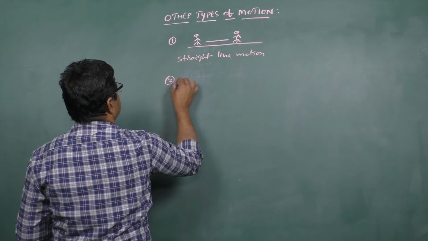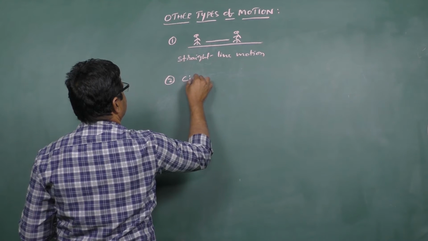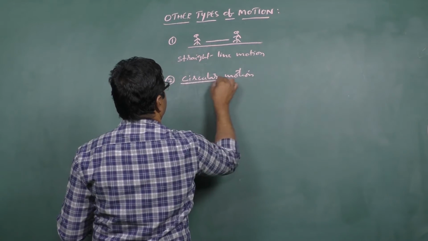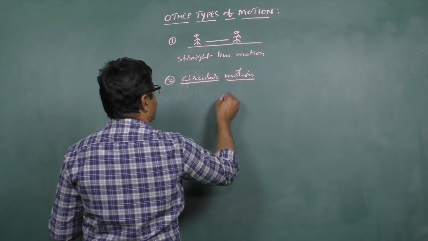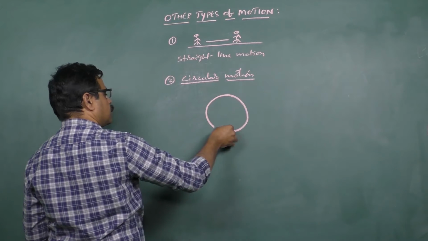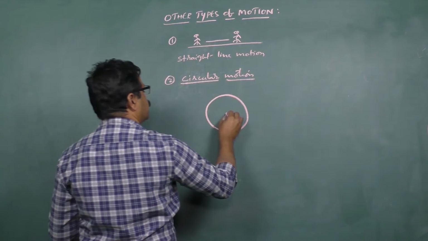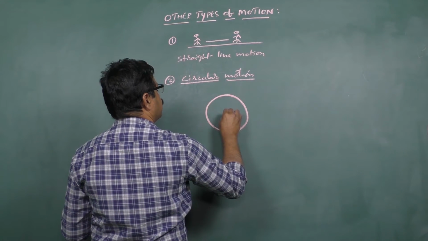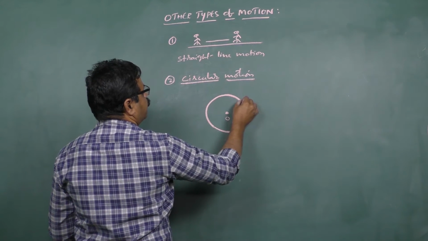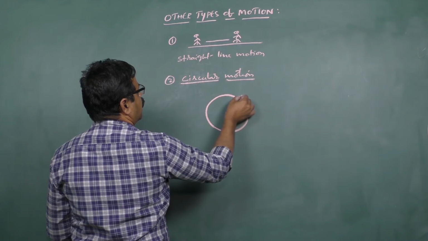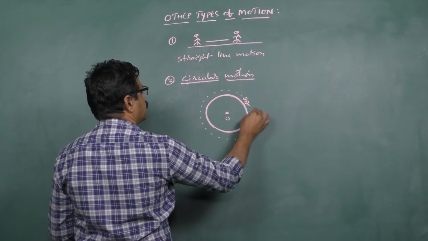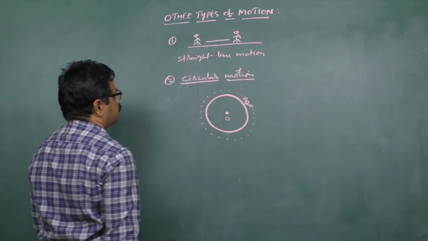The other one is circular motion. Circular motion is the motion about a fixed point, that is, the motion with reference to a fixed point. Taking this as the origin, if a particle moves along this circular path, then you say that it's a circular motion.